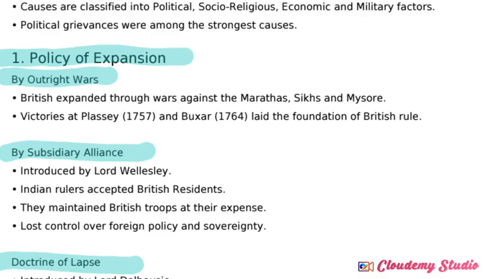In the policy of expansion, the first method taken by the Britishers was outright wars, which means Britishers expanded through wars. Based on that warfare method, they started to expand their empire and administrative system. They declared war against the Marathas, Sikhs and Mysore, which we call the Anglo-Maratha wars, Anglo-Sikh wars and Anglo-Mysore wars. They announced war against the Indian kings and kingdoms, defeated the Indian rulers and captured the Indian territory.